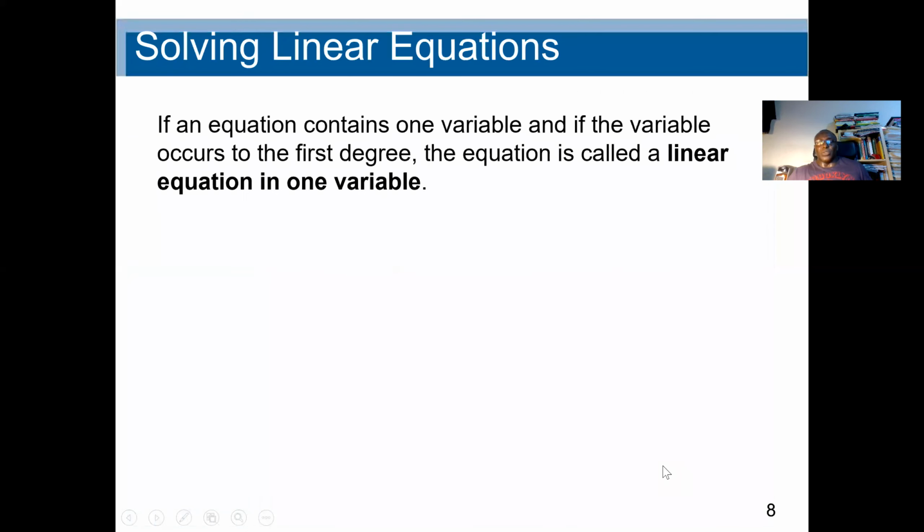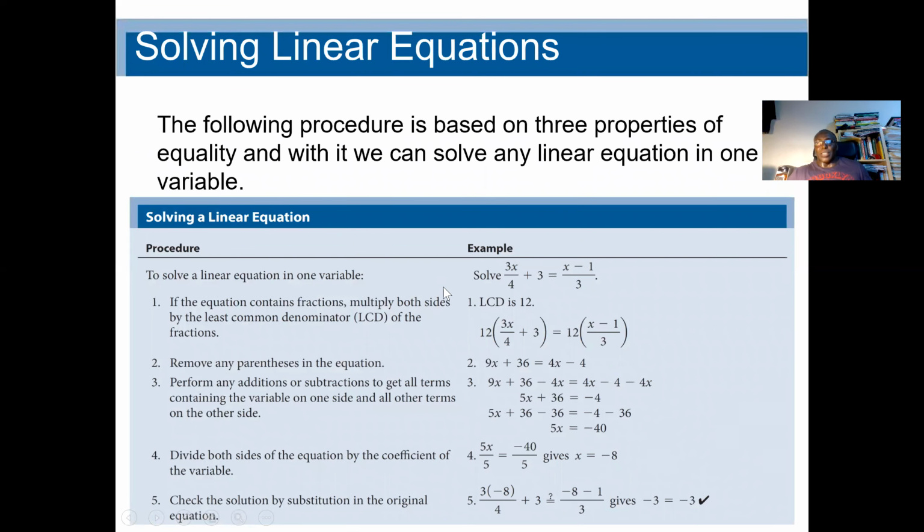Solving linear equation, we say if an equation contains one variable, and if the variable occurs to the first degree, then we call this a linear equation in one variable. So this is an example. I have 3x over 4 plus 3 equal to x minus 1 over 3. We have equal sign. We have only one variable x. And the exponent is 1. So this is a linear equation. If the exponent is 2, it tends to something like a parabola or something like polynomial function.